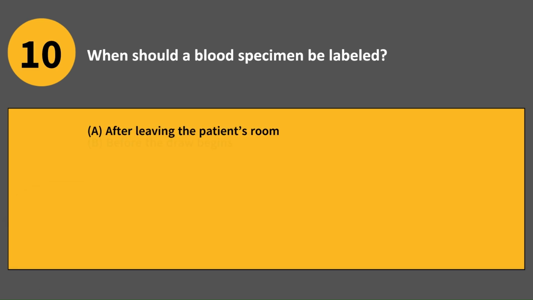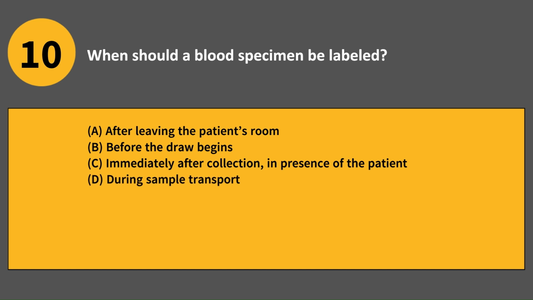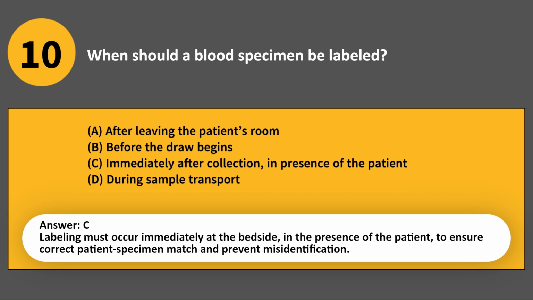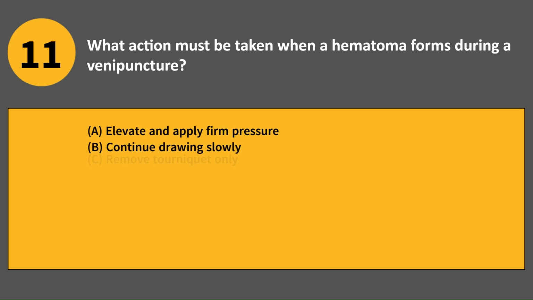When should a blood specimen be labeled? A. After leaving the patient's room. B. Before the draw begins. C. Immediately after collection, in presence of the patient. D. During sample transport. Answer: C. Labeling must occur immediately at the bedside, in the presence of the patient, to ensure correct patient specimen match and prevent misidentification. What action must be taken when a hematoma forms during a venipuncture?